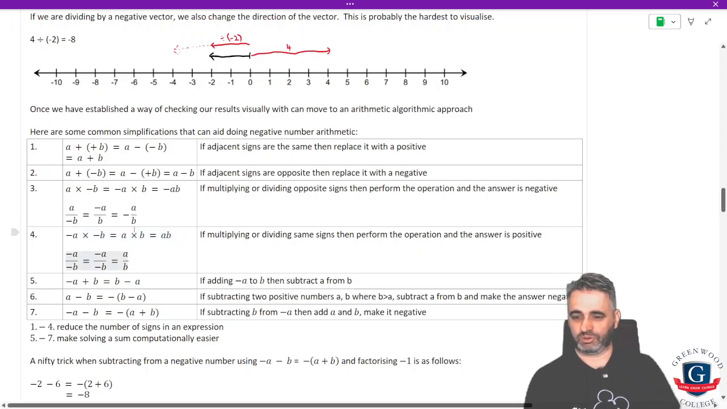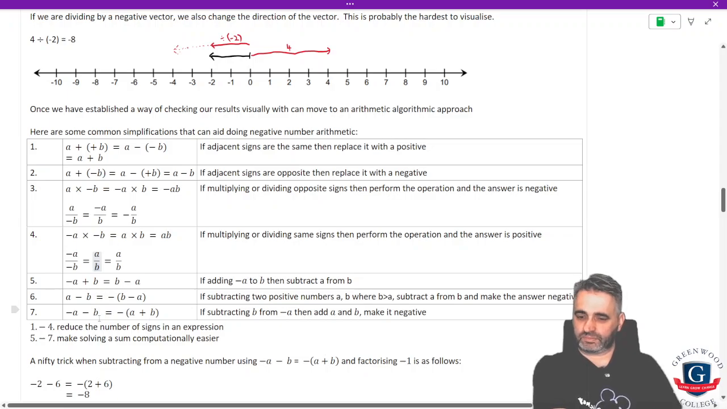So if we're multiplying by the same sign, the answer is positive. If we are dividing by the same sign, the answer is going to be positive. Positive divided by positive is positive. Negative divided by negative is also positive.